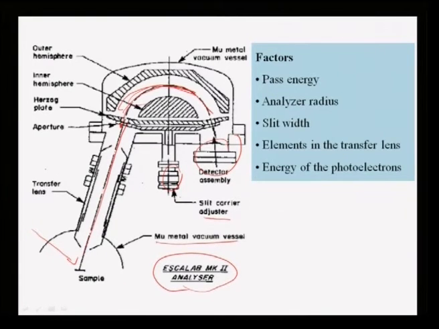So what are the factors responsible for measuring the electron energy? The pass energy of this system, analyzer radii R1, R2, slit widths W1, W2, elements in the transport lens, and the energy of the photoelectrons. This is the transport lens. There are a lot of elements which allow you to focus the electrons so that they can pass through the aperture and move inside this hemispherical region.